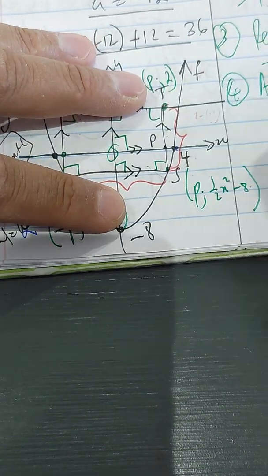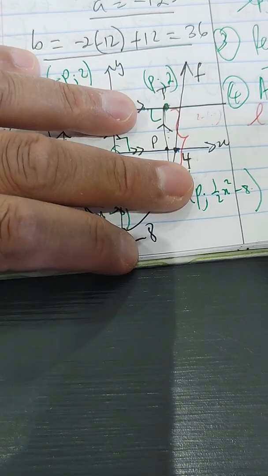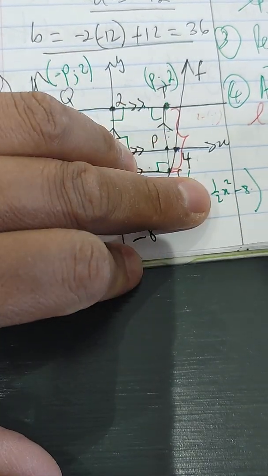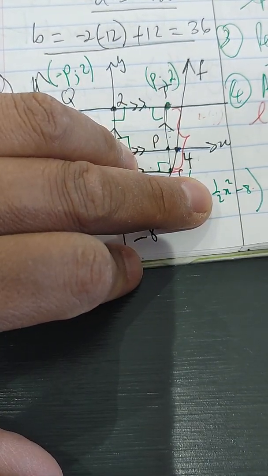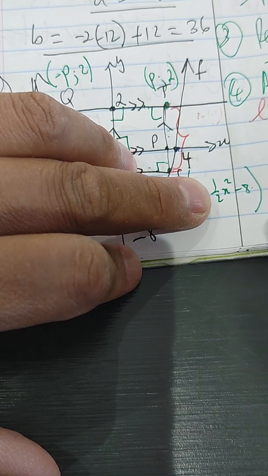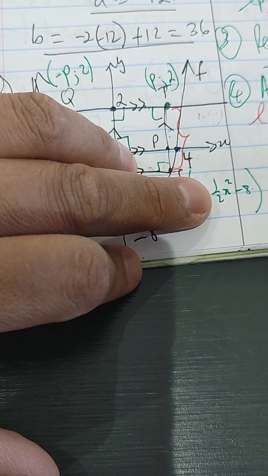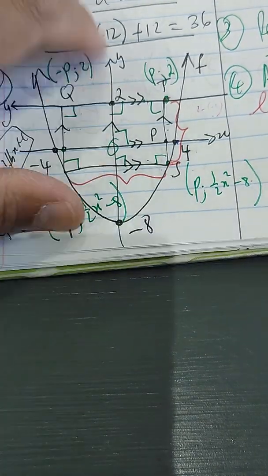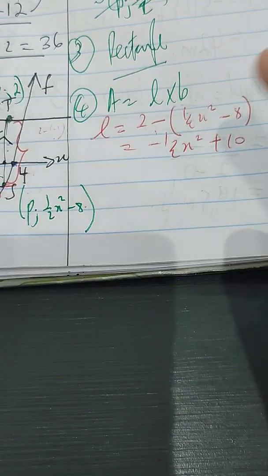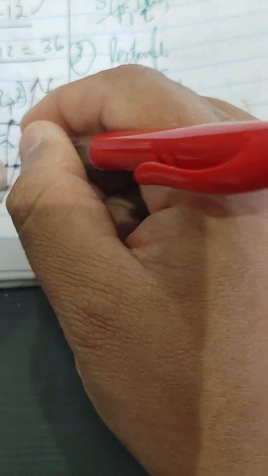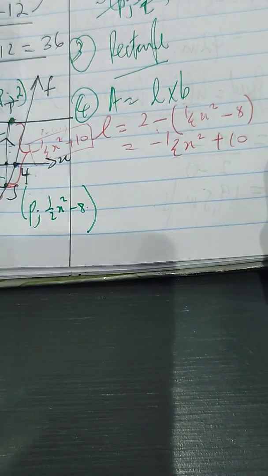So in the same way here, the length will be 2 minus this length here, which is half x squared minus 8. Okay? So it's going to give you negative half x squared plus 10, in other words. So this length here is going to be negative half x squared plus 10. This is the algebraic expression for that length.